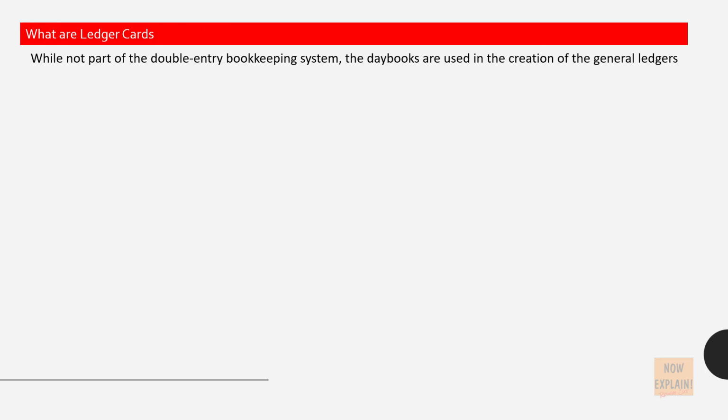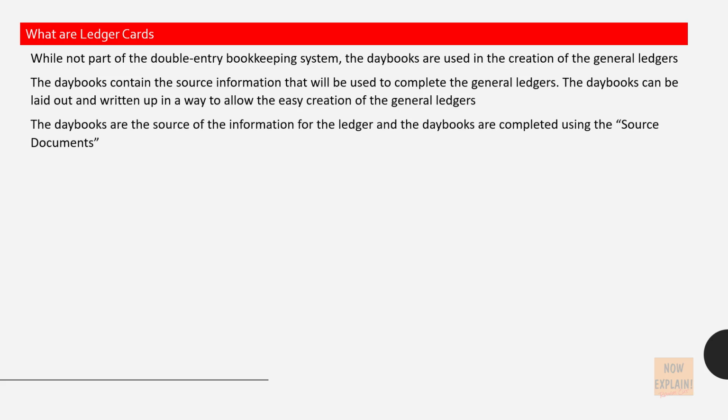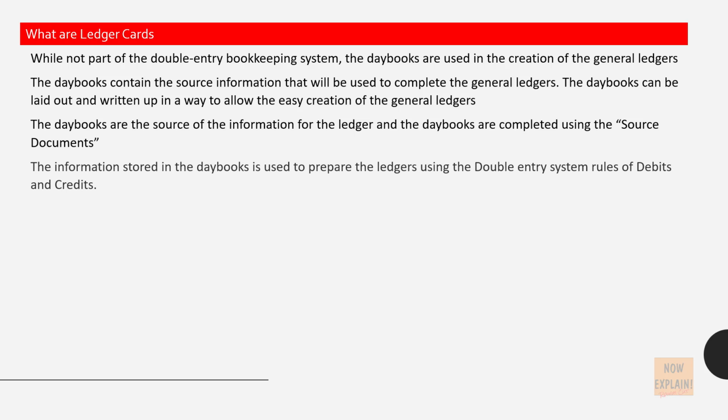While not part of the double entry bookkeeping system, the daybooks are used in the creation of the general ledgers. The daybooks contain the source information that will be used to complete the general ledgers. The daybooks can be laid out and written up in a way to allow the easy creation of the general ledgers. The daybooks are the source of the information for the ledger, and the daybooks are completed using the source documents. The information stored in the daybooks is used to prepare the ledgers using the double entry system rules of debits and credits.